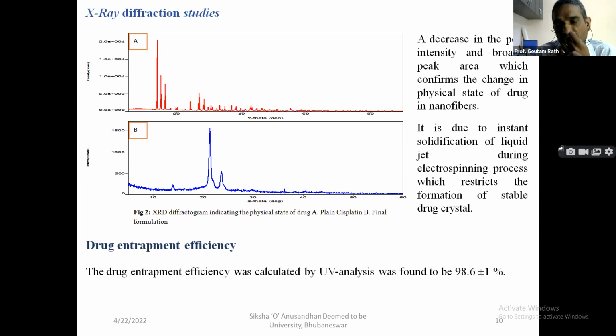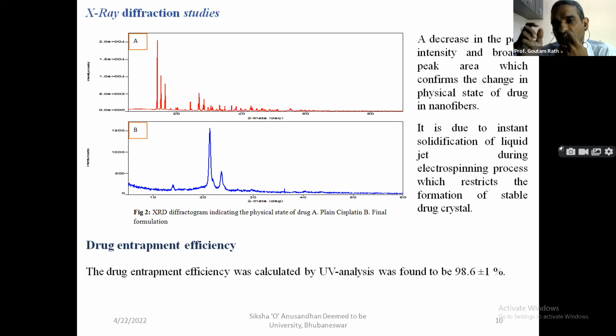the drug. Because in order to assess the solubility, we have a number of techniques, but X-ray diffraction, TGA, and DSC are the most commonly adopted techniques to analyze the change in physical state of the drugs. So here are the X-ray diffractograms. See, in X-ray, the first image is in red and the second image is in blue.